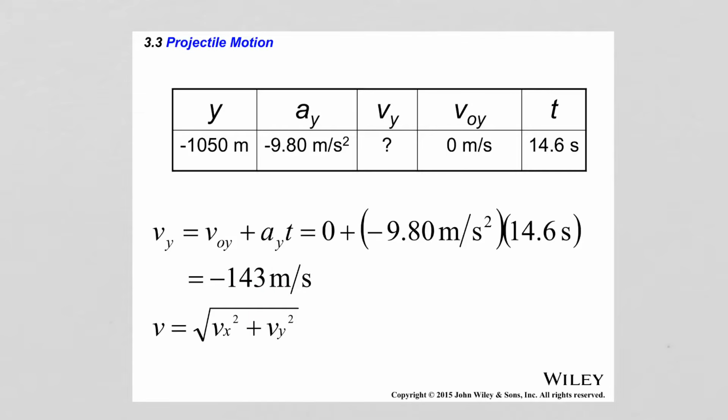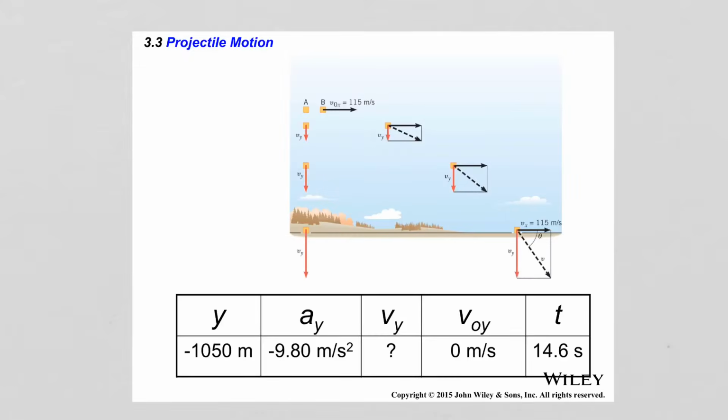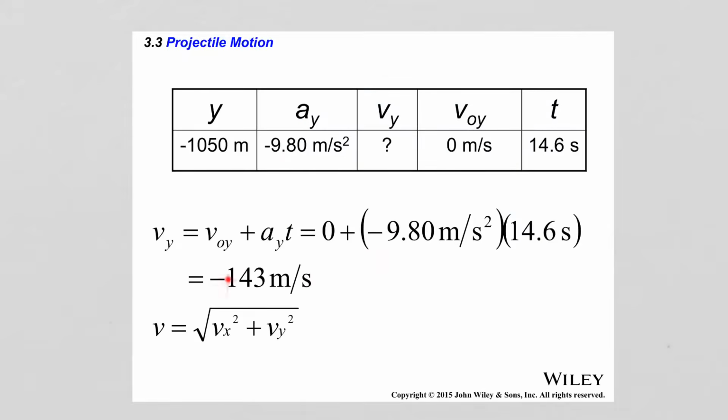What does this minus sign mean? Well, if you go back, you see here that the y component of the velocity points in negative y direction. And so this minus sign is a reflection of that. And then now that I know the horizontal component of the velocity and the vertical component of the velocity, I can calculate the final velocity as the square root of vx squared plus vy squared. And the final velocity is 184 meters per second.